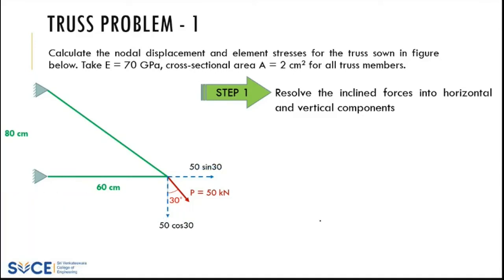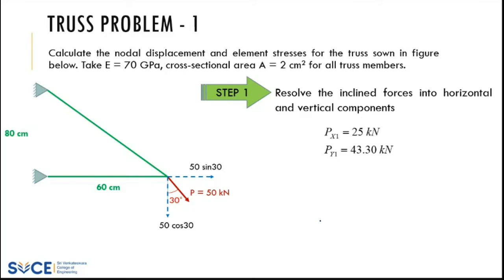So you'll get 50 cos 30 and 50 sin 30, right? You will get the value with respect to that. So your Px1, 50 sin 30, is 25 kilonewton, and Py1 is 43.3 kilonewton. So this is my first step.